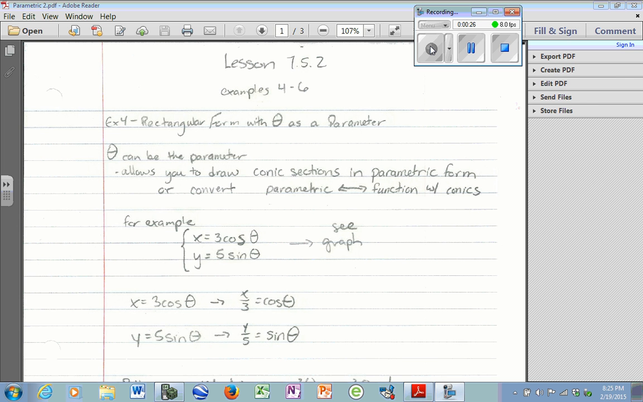It says that sometimes we're going to use the angle as a parameter instead of time. All right, so that's how it can work. And the cool thing about this, and I don't know if they tell you this in the book, but I'm going to tell you, is that this allows you to draw conic sections in parametric form. I mean, we've already done parabolas, but we can draw other conic sections in parametric form, or we can convert from parametric to the regular old function. We can put it in the form that we're used to from a few lessons back.